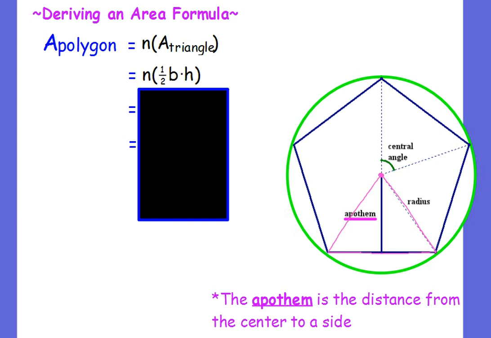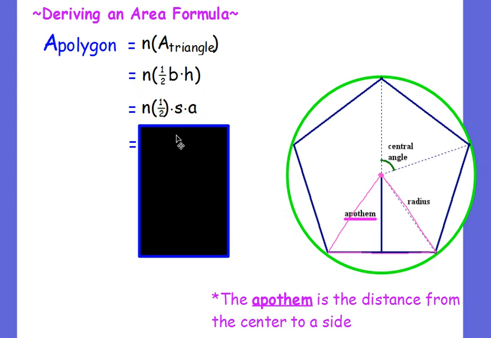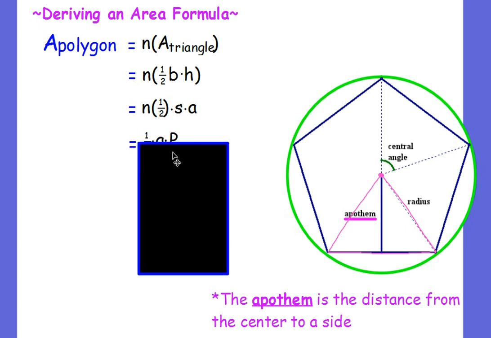All right, so back to our formula. Instead of B for base and H for height, we make that a side length and the apothem. Just doing some substitution here. Now we can condense this formula a little bit more. We've got N, which represents the number of sides, and then we have S, which represents the length of one side. N number of sides times one side would give you the perimeter. So instead of N times S, we can simplify that to simply the perimeter.